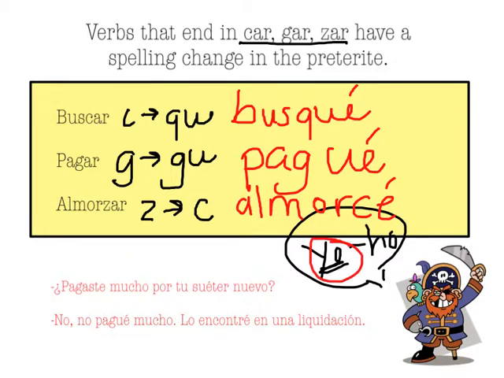We have a little example down here to look at. ¿Pagaste mucho por tu suéter nuevo? Did you pay a lot for your new sweater? No, no pagué mucho. Lo encontré en una liquidación. No, I didn't pay much, and that's that word that we're looking at there. I found it on sale.